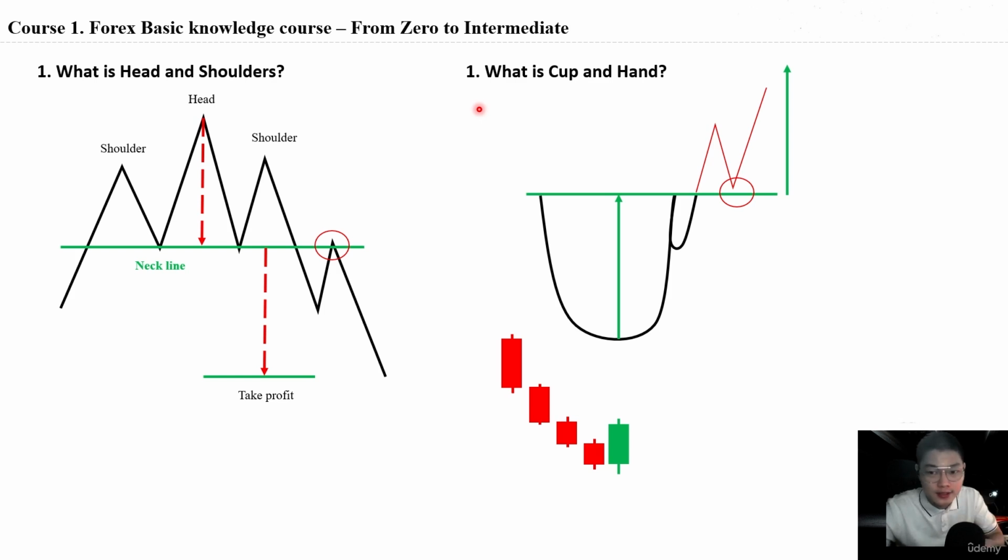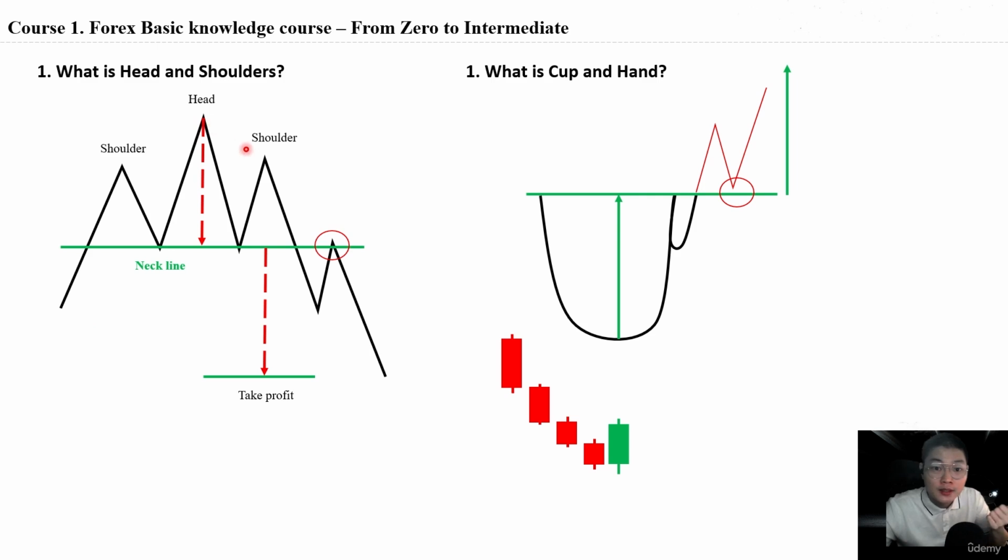Here is just for reference, so you only need to know it very quickly. The first one is head and shoulders. From the left side to the right side, you can see the price creates structures like higher high and higher low, which is the uptrend signal.